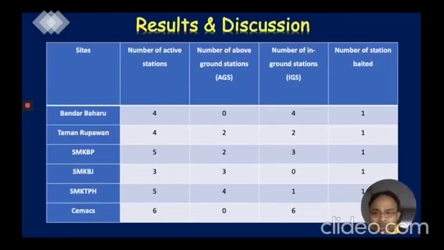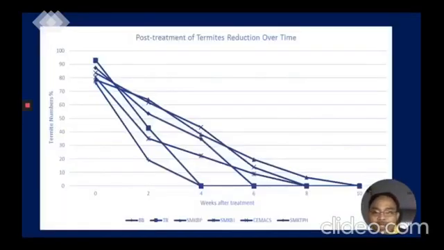Looking at all 6 sites, the number of active stations is 4. Even though we have monitoring stations, each is either IGR or above-ground station. Out of the 5 to 6 stations that we have in the site, we only bait one station with the IGR. From the 0 day, which is the day we place the bait, we record the feeding.